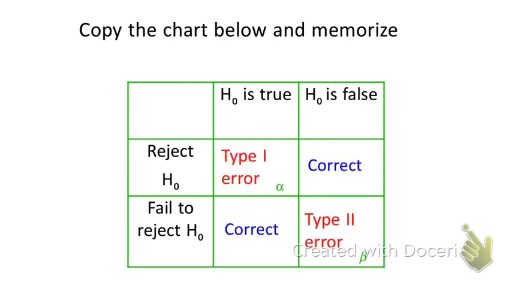Okay, so copy down this chart. This is something that you will want to write right when you get your test. You'll want to write that at the top so that you can always refer to this chart or this table. So what it means is, if I make the decision to reject, I could either be correct, or I could have made a type 1 error.